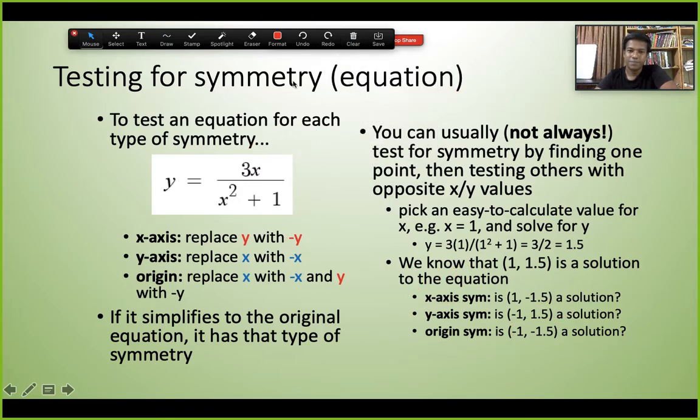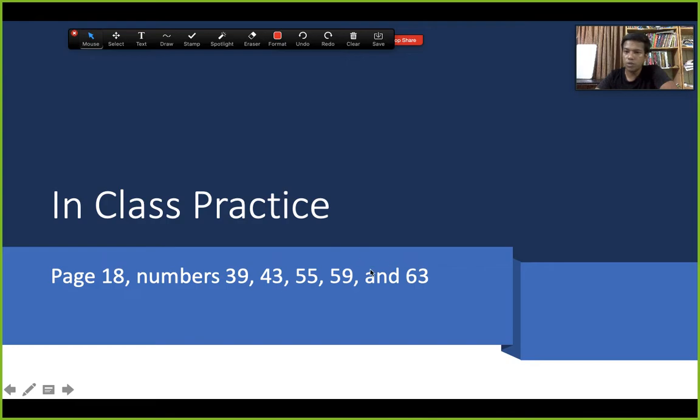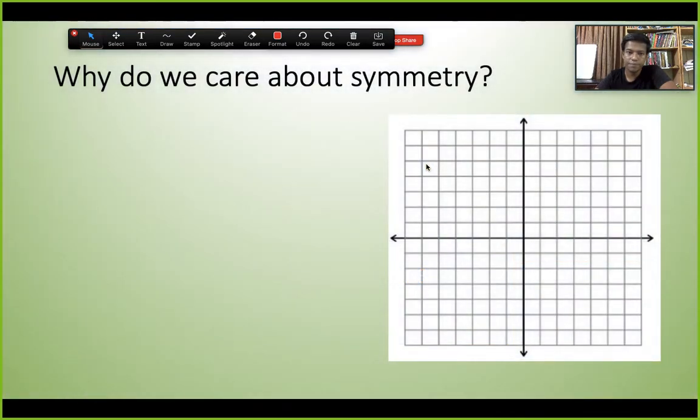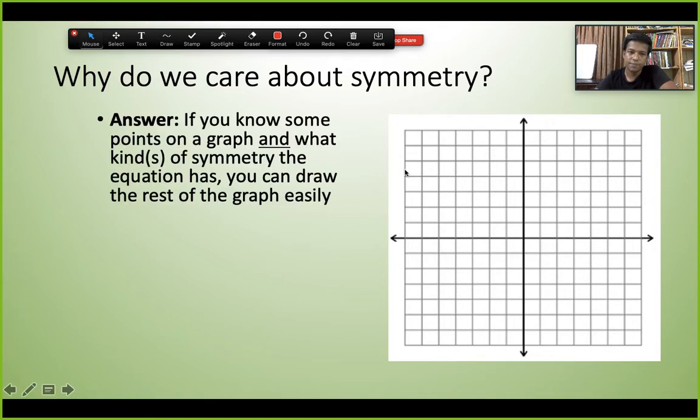All right. So these are the in-class practice problems. We'll try to solve some of them from here during the class time. Now, why do we care about symmetry? Why is symmetry so important? One reason is this. Suppose you want to graph this equation, 9x squared plus 4y squared equals 36. This is the equation, and we are planning to graph it. Now, what type of symmetry does this equation have? If you know it, then it actually helps in the graphing process.